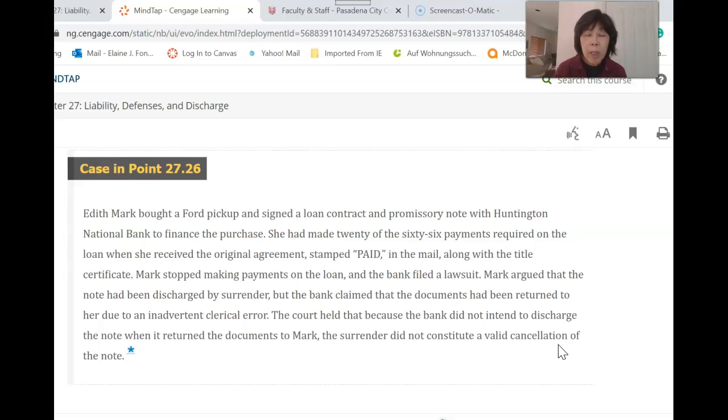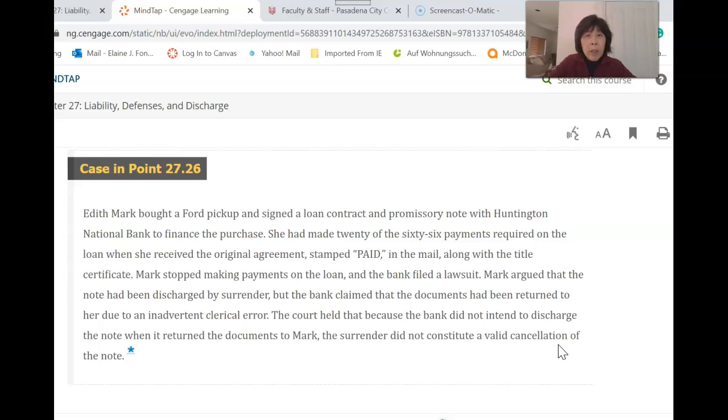Edith Mark stopped making payments on the loan. The bank filed a lawsuit. Mark argued that the note had been discharged by surrender. They had returned the note to her. But the bank claimed that the documents had been returned to her due to an inadvertent clerical error. The court held that because the bank did not intend to discharge the note when it returned the documents to Mark, the surrender did not constitute a valid cancellation of the note.